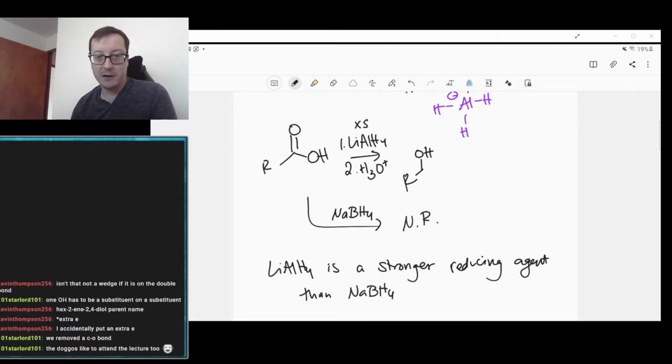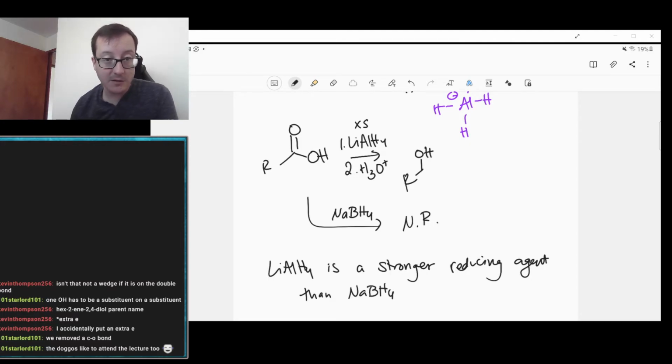In theory, yes, we don't really care about using one or the other if both will work. However, it's still a good practice to use the weaker one if possible. If sodium borohydride would work, you should use it rather than just using lithium aluminum hydride every single time. Because lithium aluminum hydride is more dangerous.